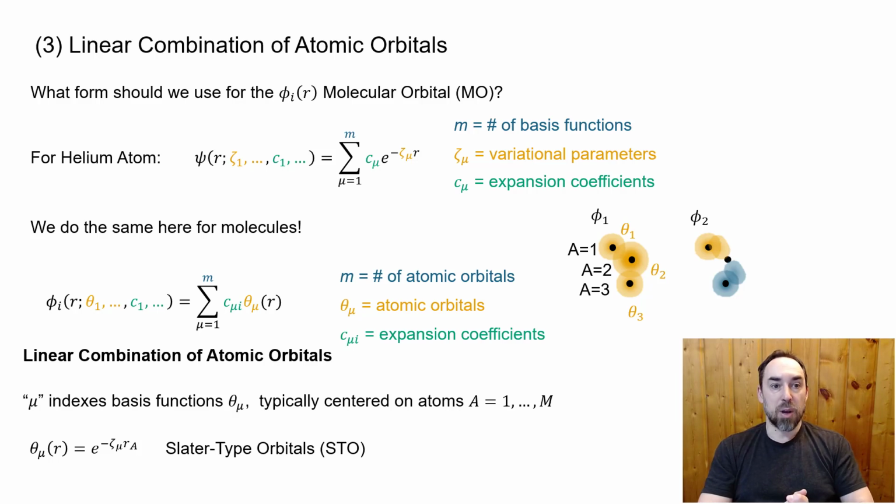So there you have it. We have defined what a linear combination of atomic orbitals is. We have seen how we can use it to form molecular orbitals. And we have taken a look at what these atomic orbitals that form this molecular orbital can look like.